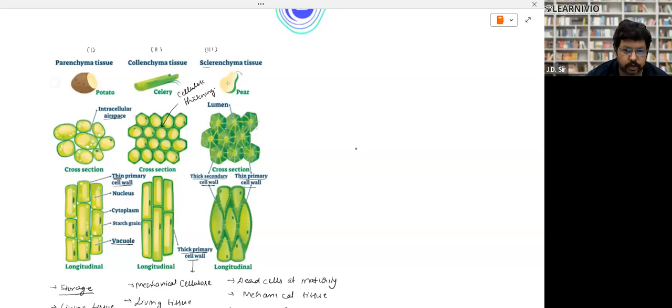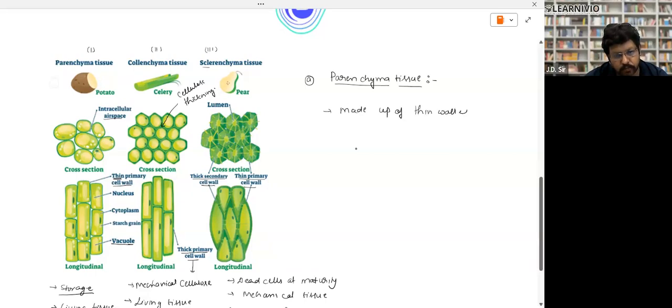So the first one is A. Parenchyma. They are made up of thin-walled, similar isodiametric cells. Isodiametric: the cells which have almost the same diameter.